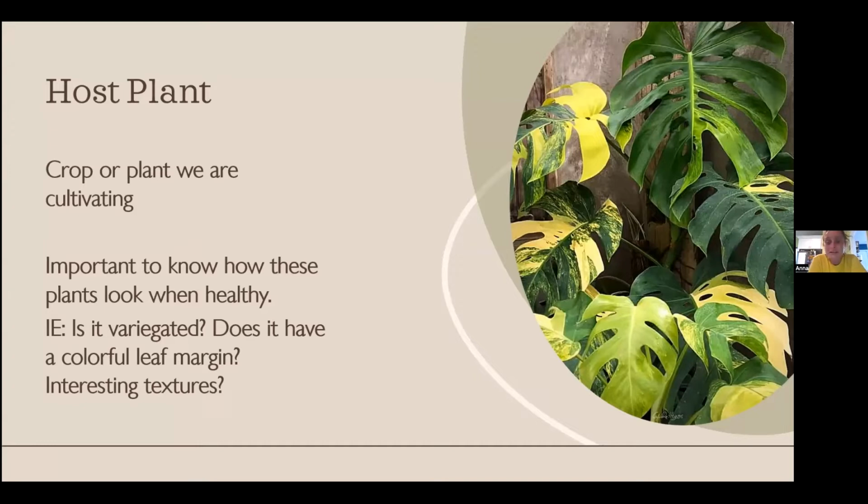It's got holes in its leaves. You might panic over that too, but indeed, that's what that plant is supposed to look like. So familiarizing yourself with what your crops or your plants in the landscape, your trees, are supposed to look like in a healthy state is a really good thing to start with. That could include a colorful leaf margin. Does it have an interesting texture? Odd colorations in certain times of year. That could be fall coloration or just some sort of cold response. Just do a little research on the front end with your host plants.